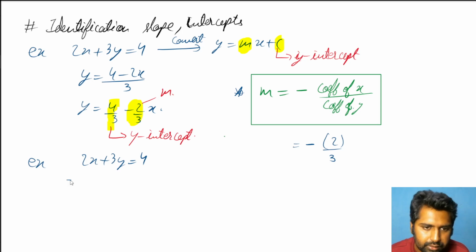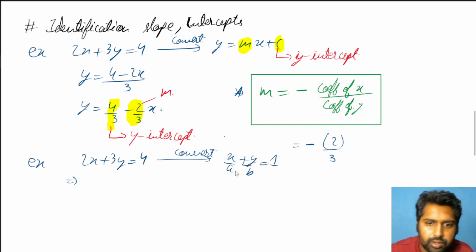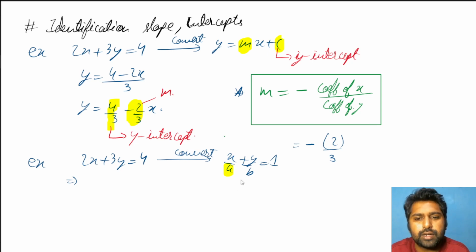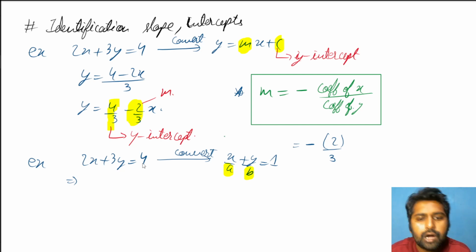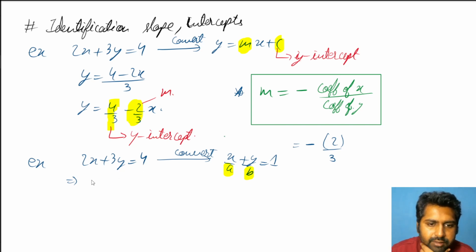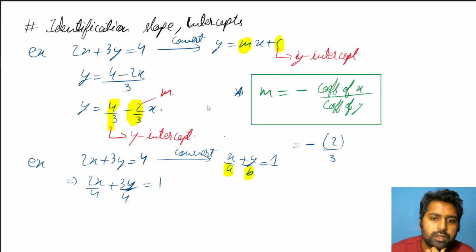But directly, if you want, you convert this into x upon a plus y upon b is equal to 1. Whatever is the denominator of x, that's your x-intercept. Whatever is the denominator of y, that's your y-intercept. So how will we get 1? Right side is 4. We divide both sides by 4. So 2x by 4 plus 3y by 4 is equal to 1. But look at the format.